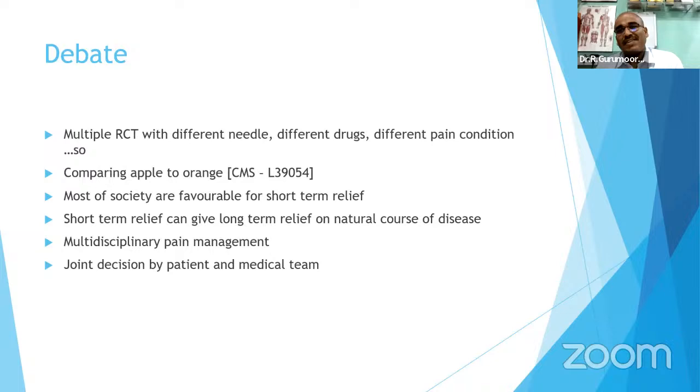So what is the common thing we do? We take a patient with pain of 10 years and we do an epidural steroid and we expect the patient to have pain relief for years. It's very difficult, right? Because most of the time it is not a nociceptive pain, it will be a neuropathic pain. So it is very difficult, just putting an epidural steroid in a neuropathic pain and expecting the patient to have pain relief.